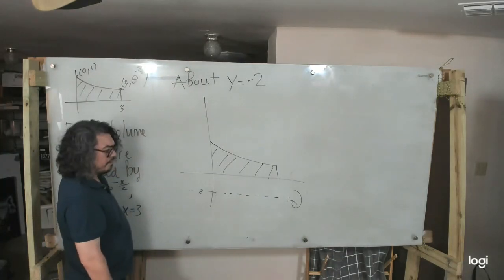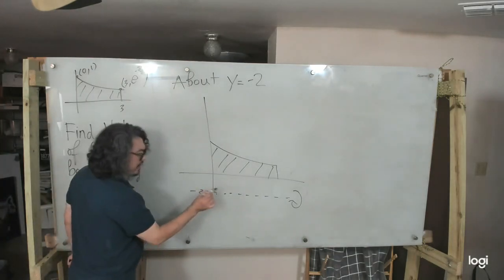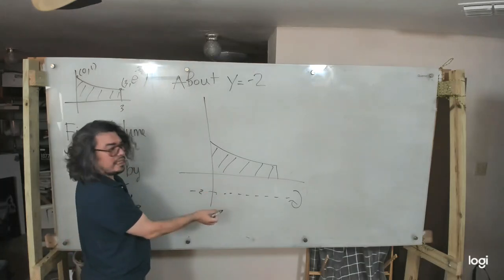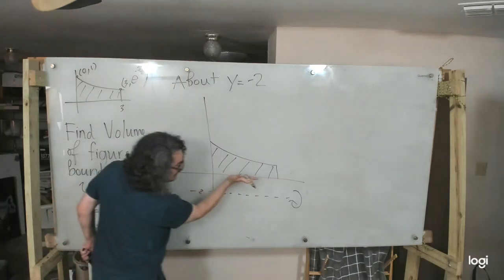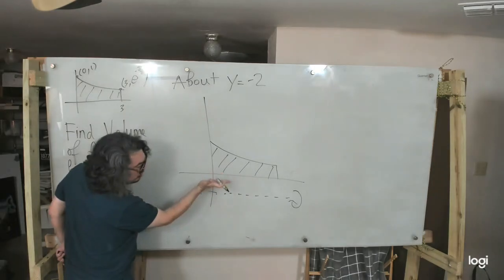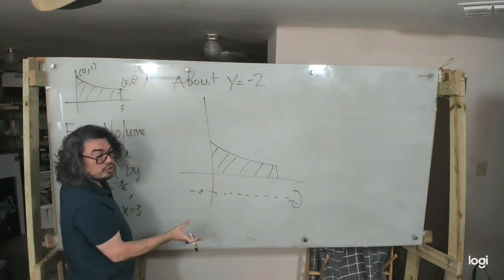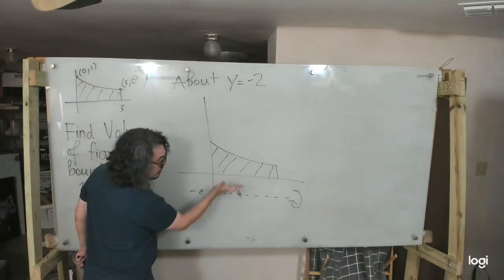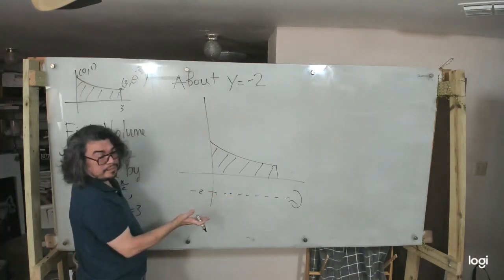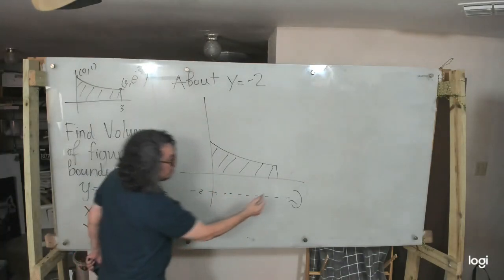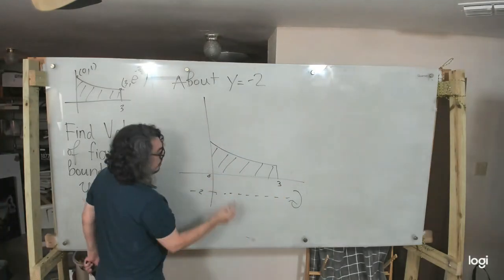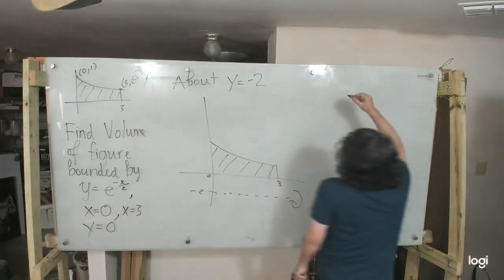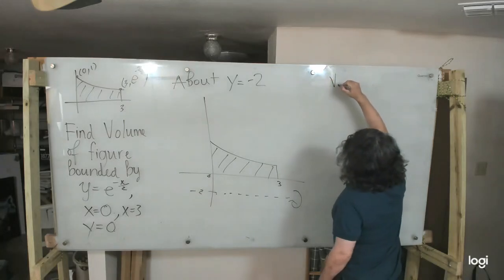Let's think about that. What I want you to realize is that we're going to have a hollow on the inside, but what I want you to notice is that in this case, the x-axis is uniformly distant from our axis of rotation. So in other words, the inside is going to be a cylinder, right? We know that this is 3, this is 0. So let's calculate that. So the volume of the inside, i.e. the hollow.